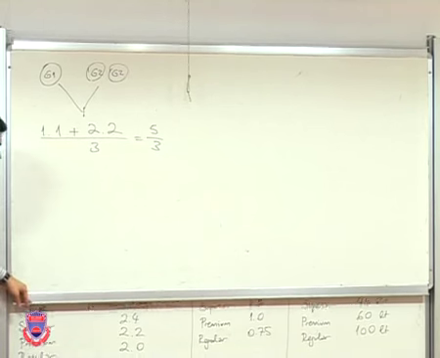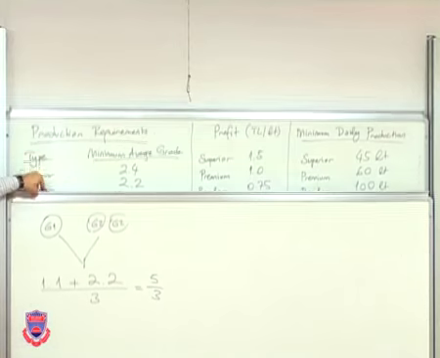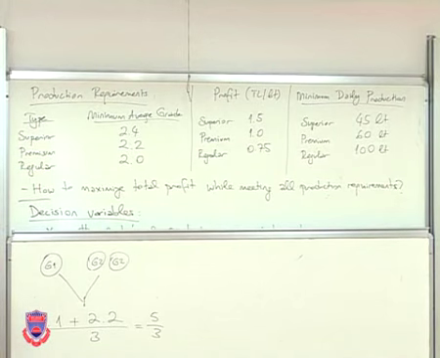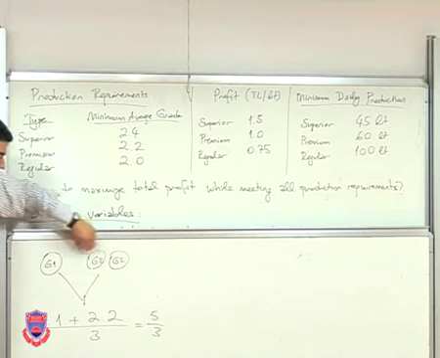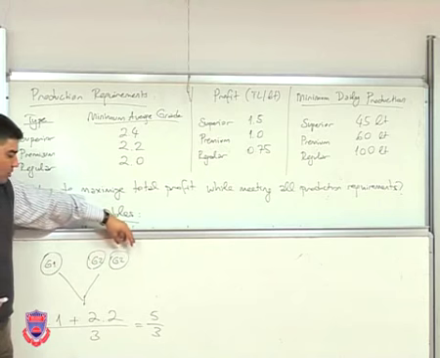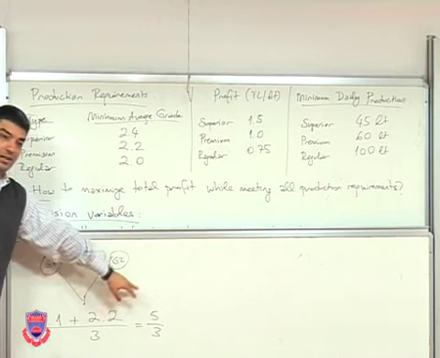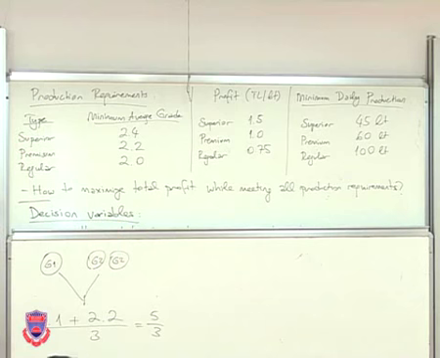All right, so now let me try to apply this idea to, for example, the superior oranges. I want to make sure that the minimum average grade of superior oranges is 2.4. In other words, I need to come up with a combination of grade 1, grade 2, and grade 3 oranges so that the corresponding grade will be at least 2.4. So the question is the following. How can I formulate that as a constraint?